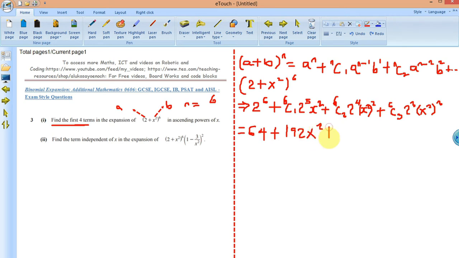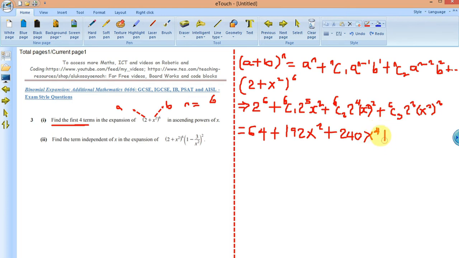Then plus 6 combination 2. So let me use my calculator. 6 combination 2 times 2 raised to power 4, in order not to waste much time. That is 240. And don't forget that this is x squared, so x squared raised to power 2 will be x raised to power 4.